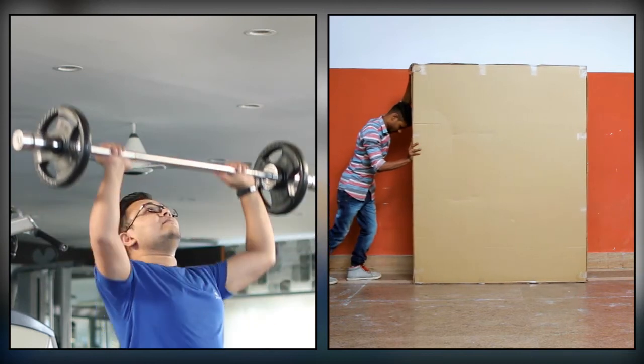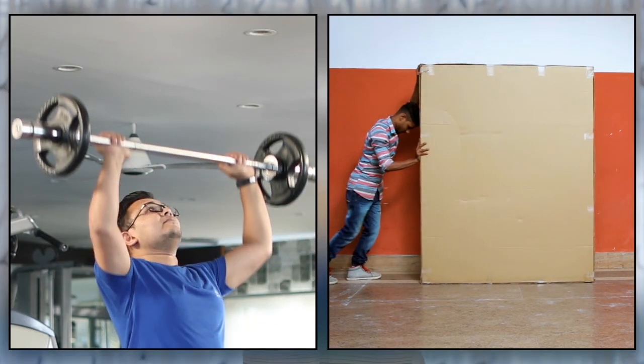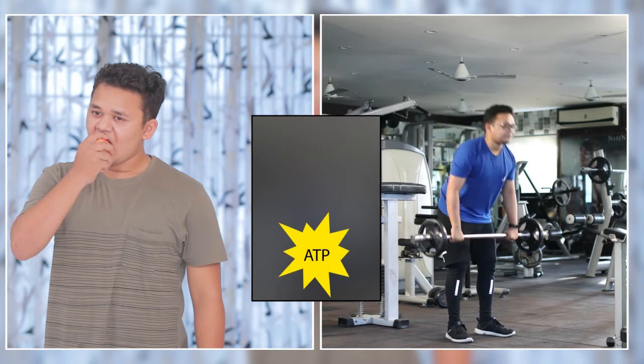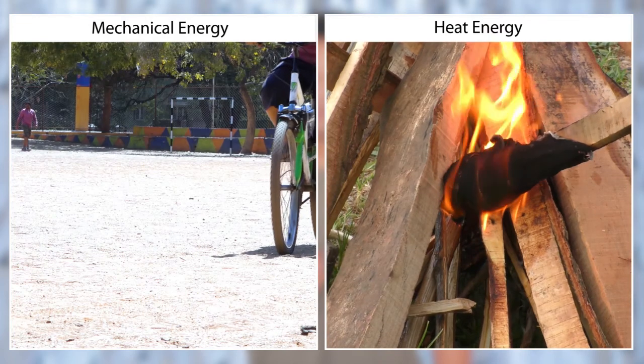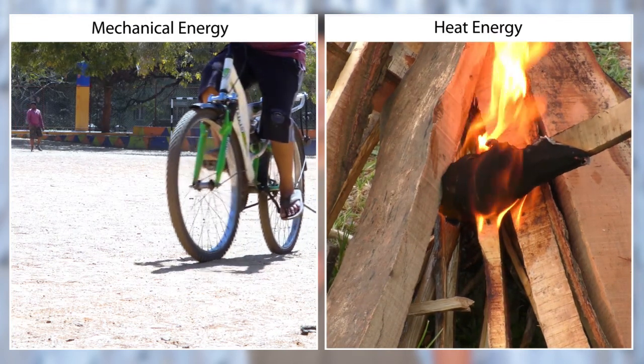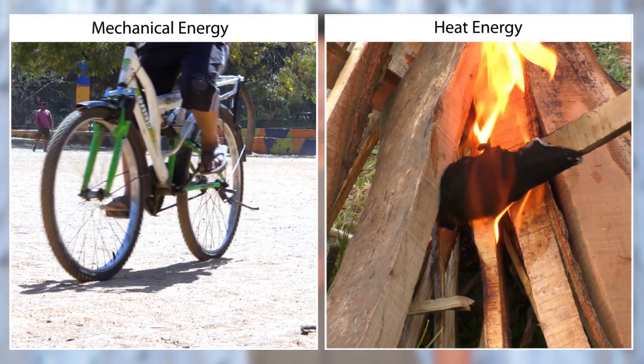Humans are also dependent on heat energy to do work. The food we consume burns slowly and liberates a chemical named adenosine triphosphate, abbreviated as ATP. ATP breaks down, releasing heat energy, which gets converted into muscular energy, helping us to do muscular work. Thus, we have learnt about mechanical energy and heat energy with examples.